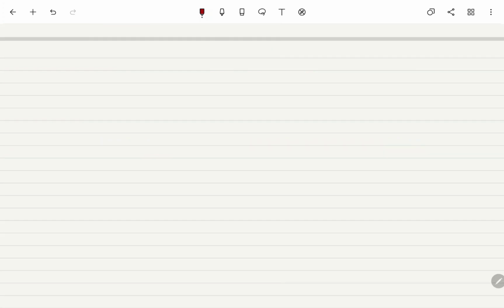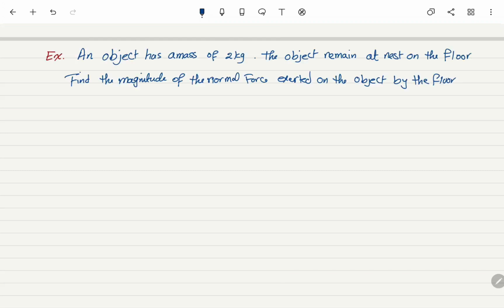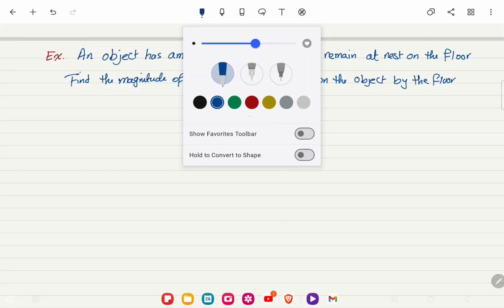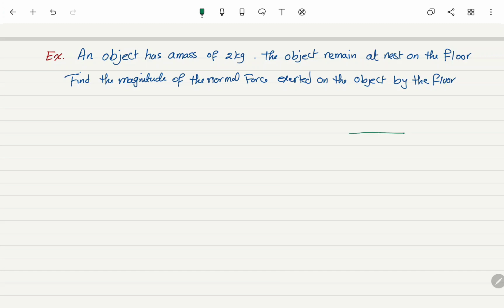Now let's have an example. An object has a mass of 2 kilograms. The object remains at rest, which means it's not moving at all. There's no acceleration on this object on the floor. Find the magnitude of the normal force exerted on the object by the floor. Let's have a simple sketch for this case: an object on the floor, in contact with the floor, with mass M.